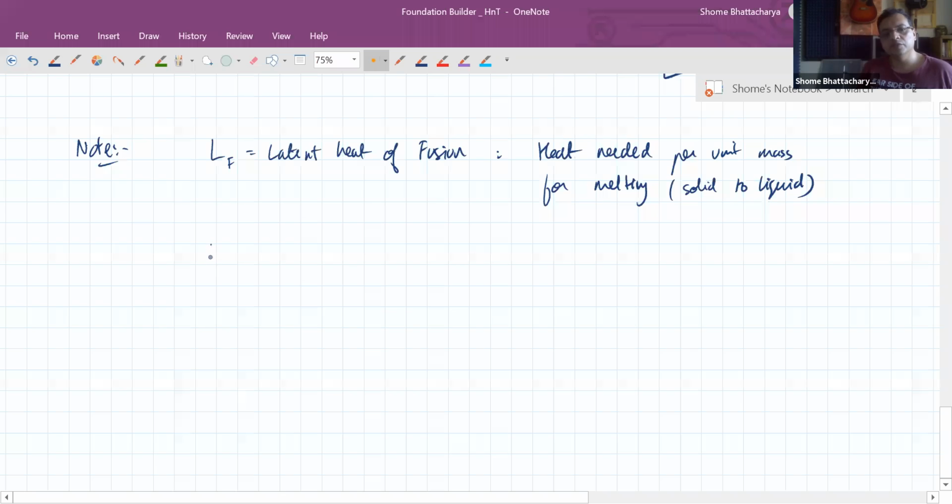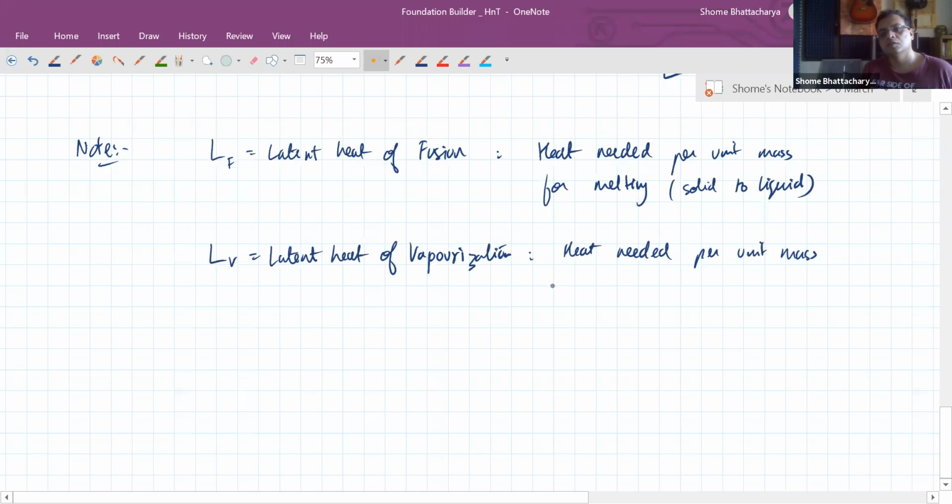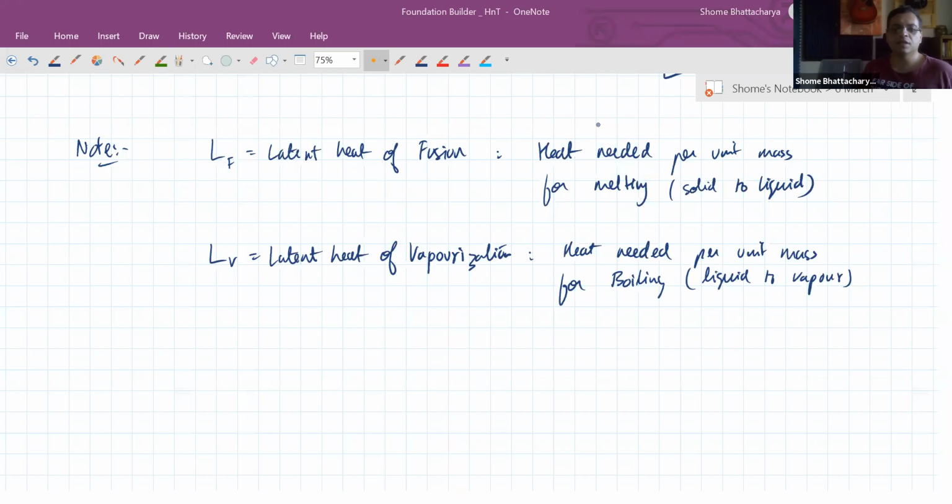And further, we define latent heat of vaporization. So this is the heat needed per unit mass for boiling, that is liquid to vapor. Fusion is actually the reverse of melting. Fusion is the process of liquid to solid. So yeah, I'll go back to the last line, don't worry.